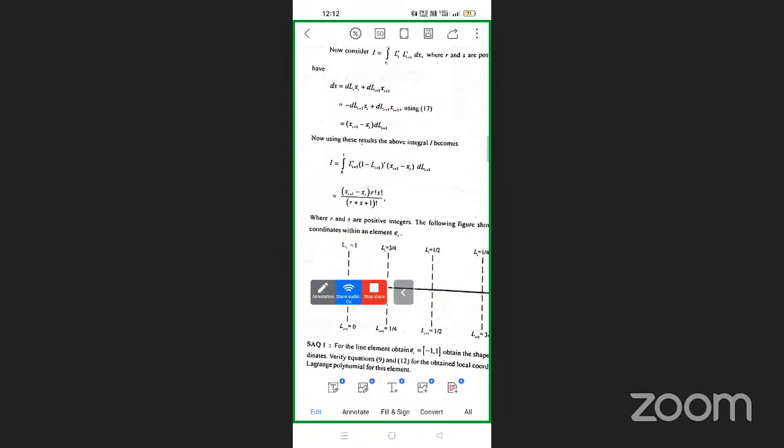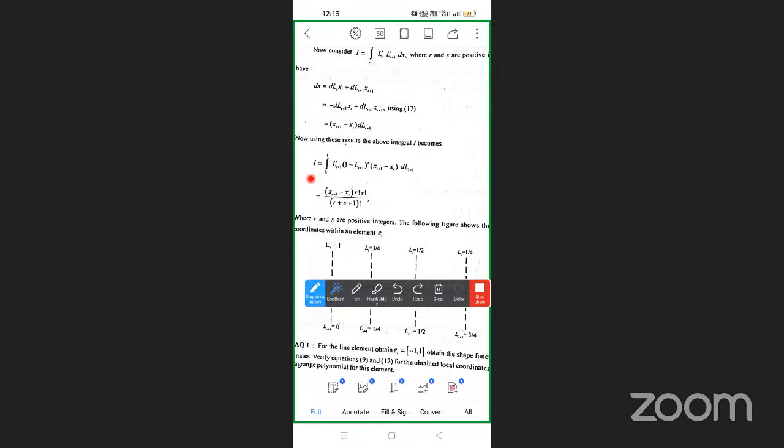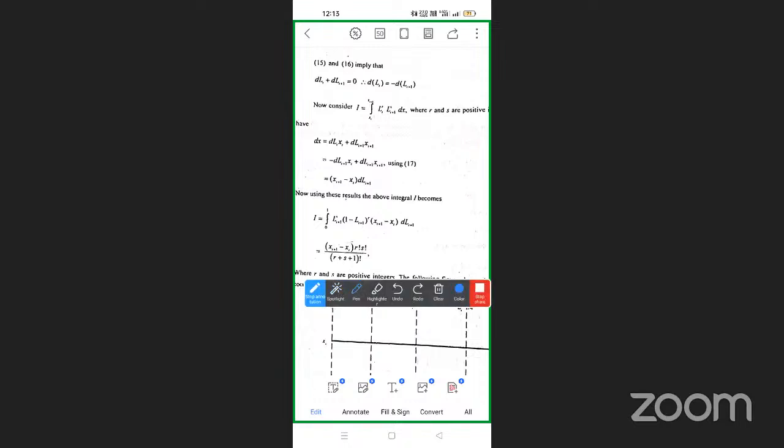So now using this result in the integration, I is equal to the integration from 0 to 1 of Li plus 1 power s, 1 minus Li plus 1 power r, into xi plus 1 minus xi into dLi plus 1. In the integration, substitute the dx value, xi plus 1 minus xi into dLi plus 1. In this case, we can change the limits also, 0 to 1.